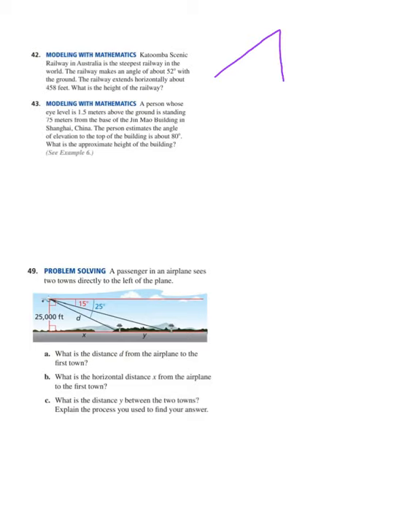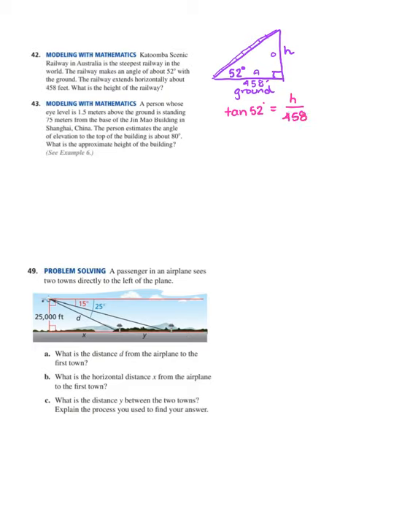So you're going to have a right triangle where this is the ground and this is the actual railway. It makes an angle of 52 degrees with the ground, and it extends horizontally, which is basically the ground distance, about 458 feet. And it wants to know the height of the railway vertically. So this is what we're looking for. So this is your opposite, your adjacent. That represents tangent. So we know that the tangent of 52 degrees is the opposite over the adjacent.